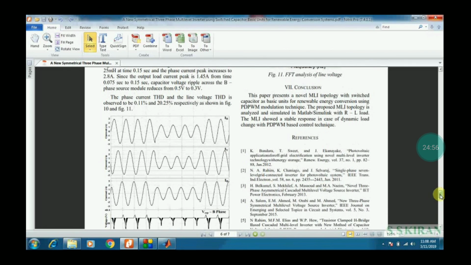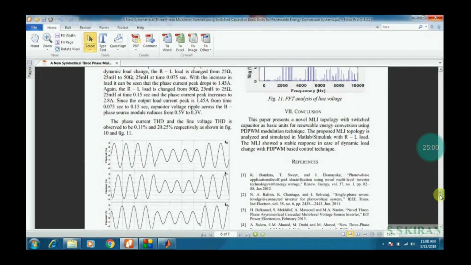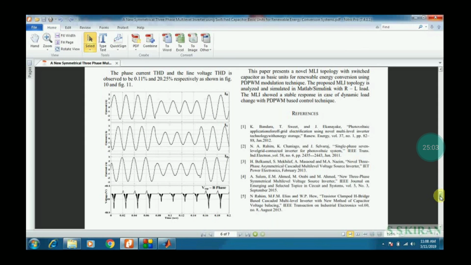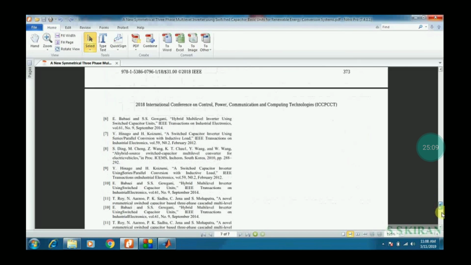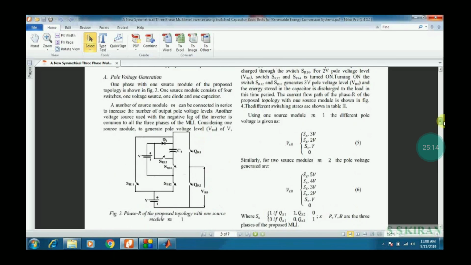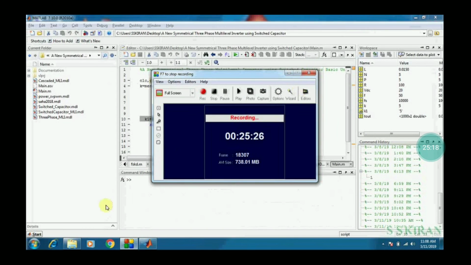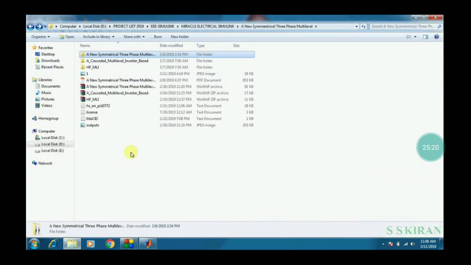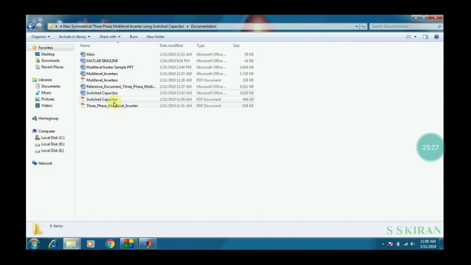Okay, this is the total explanation of the Simulink blocks and execution of the Simulink blocks using switched capacitor as the basic unit for the MLI. Okay, now come back to the original title: a new symmetrical three-phase MLA using switched capacitor. I will also show some of the documentation here. See, this is also completed documentation.